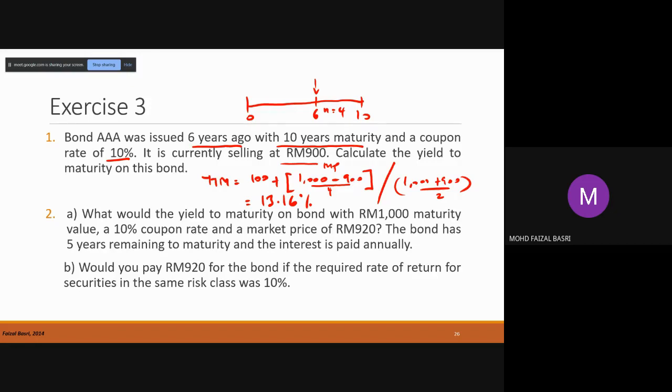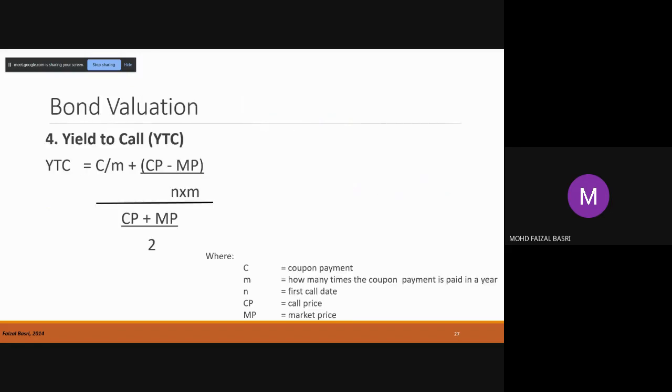We will do more exercises based on past year questions. This is just to show an example. And the fourth one is YTC, Yield To Call. If you remember, one of the features of a bond is callability, meaning the issuer can call the bond before it matures.